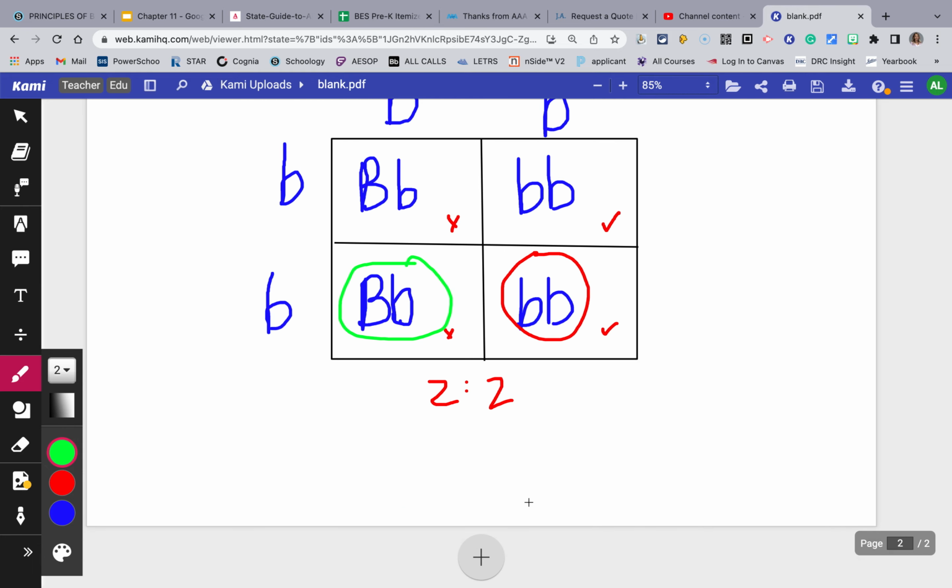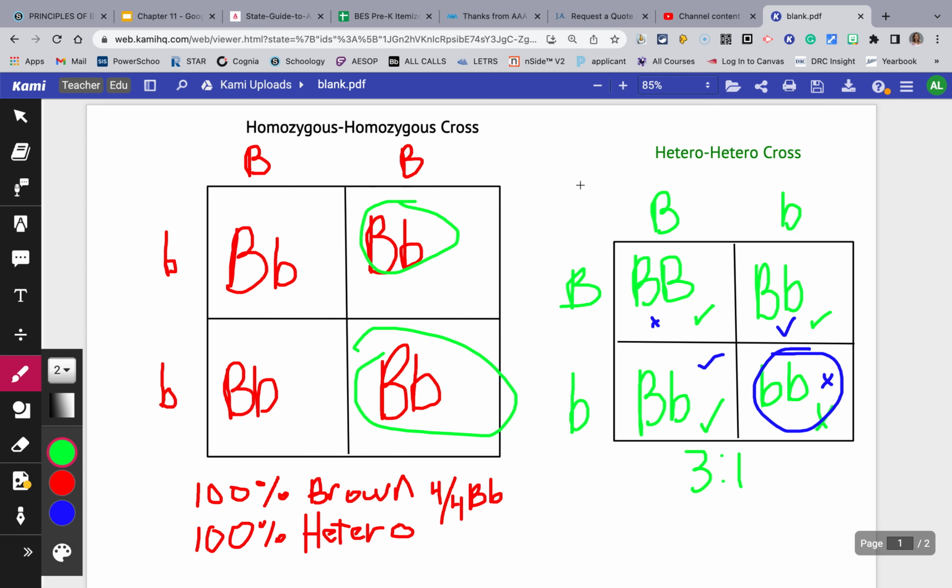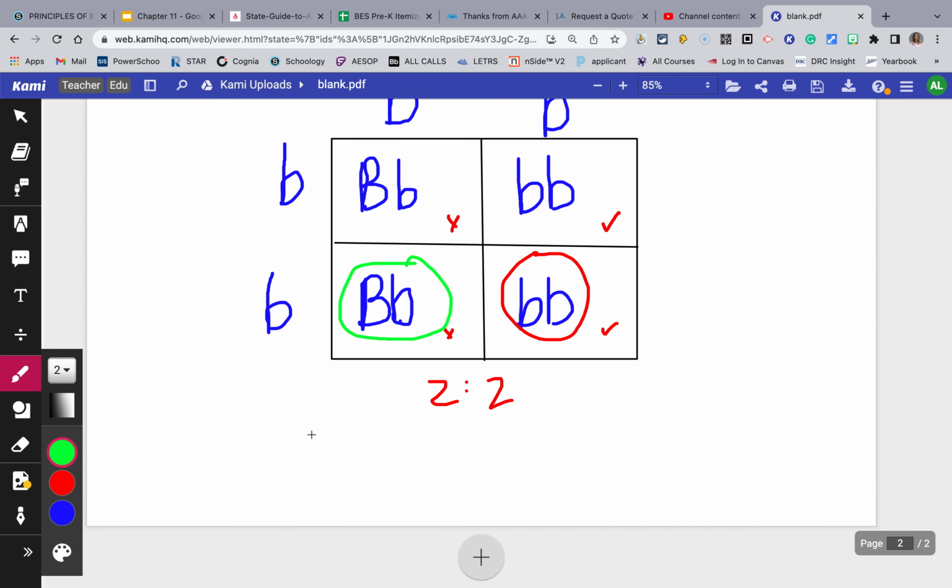You have an assignment on Schoology now that you can do on Cami. If you want to print it off, you can. I might be nice and ask Miss Willis to print you all off one before this even started. I don't know. But anyways, this is all of our crosses for chapter 11 that we're going to go over.